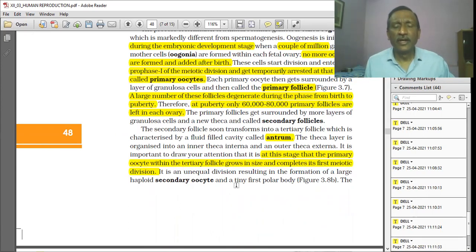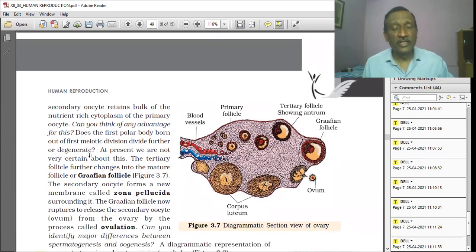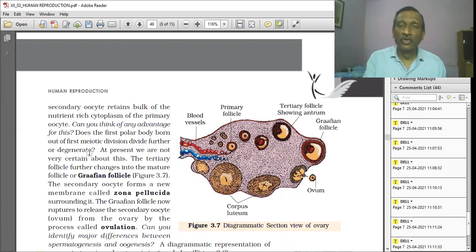And आगे लिखा है देखिए, it is an unequal division resulting in the formation of a large haploid secondary oocyte and a tiny polar body. The secondary oocyte retains the bulk of the nutrient rich cytoplasm of the primary oocyte। ठीक है, advantage क्या है कि भैया वही तो काम आएगा for the time of fertilization to its entry into uterus and implantation. Whatever energy is required, that much of food is there.